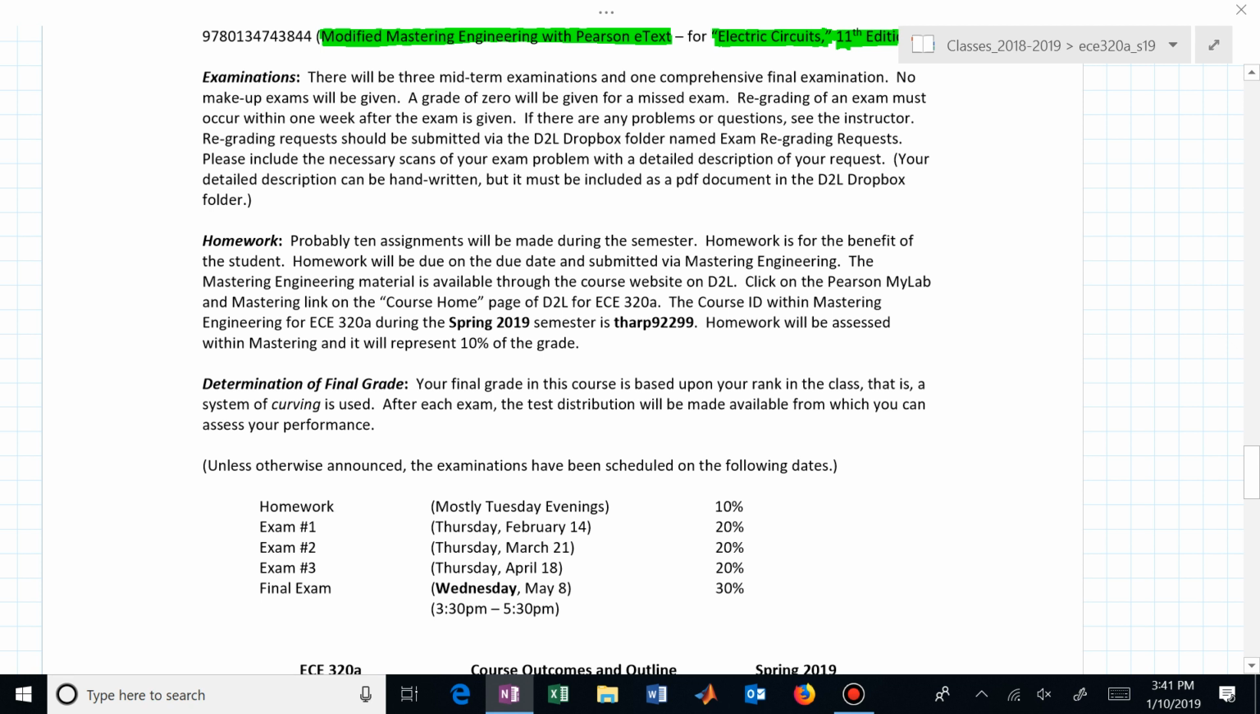And then we have 2 more exams, and our final is not on a Tuesday or a Thursday. If you're used to always being on campus Tuesdays and Thursdays, make sure by May 8th that you have it blocked in that you can be here for the final exam, which is at 3:30 on that Wednesday.